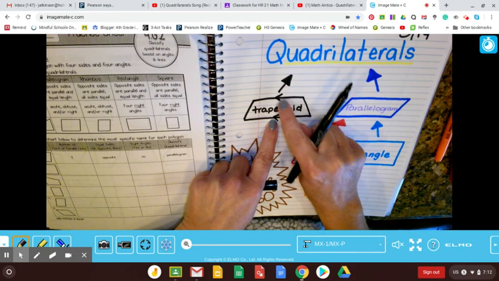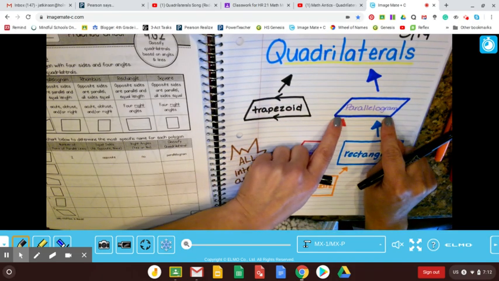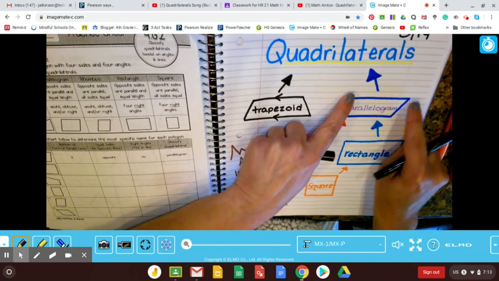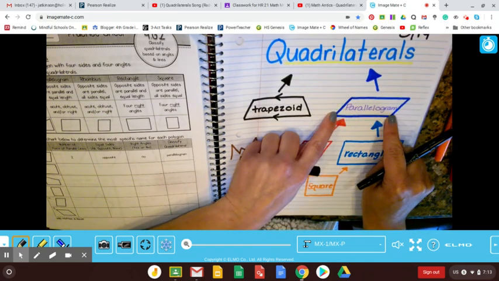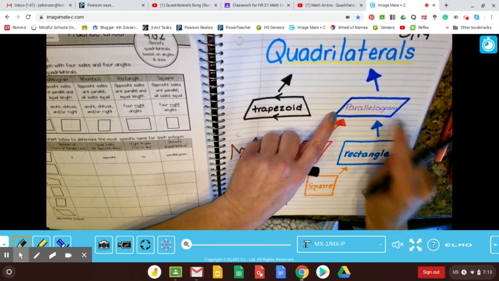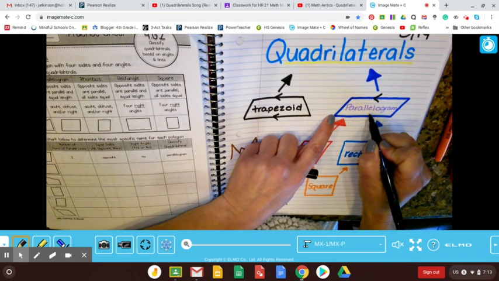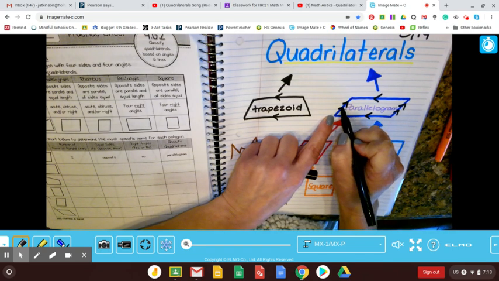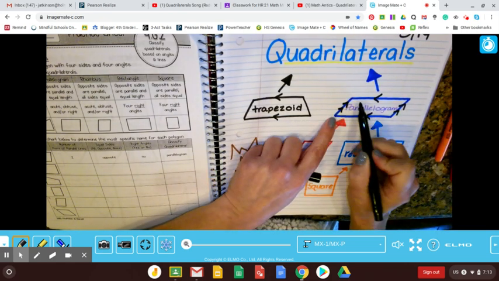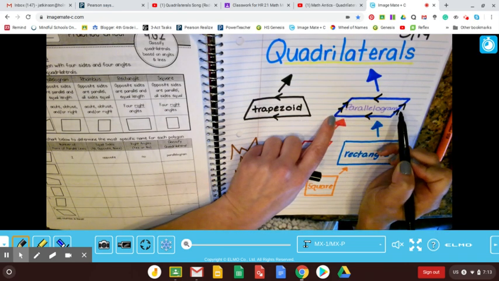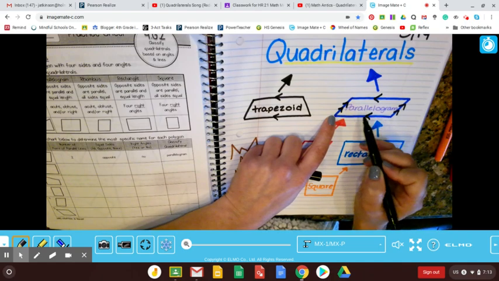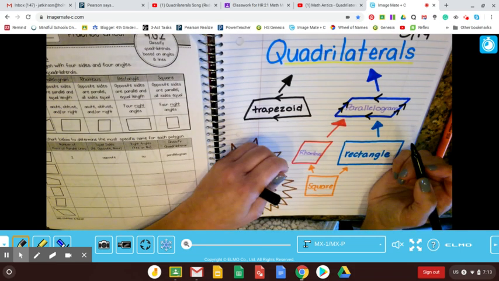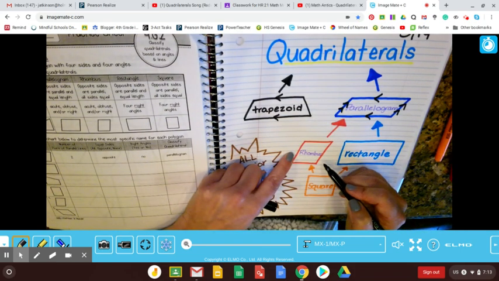Now, a trapezoid we know has one pair of parallel lines, but what happens when we have 2 pairs or 2 sets of parallel lines? Well, then it's called a parallelogram. And a parallelogram, we could say that it has this one pair, and then we could go like this and make the second pair of parallel lines. So here we have 2 different pairs of parallel lines, which make it a parallelogram. So it has a very fitting name.